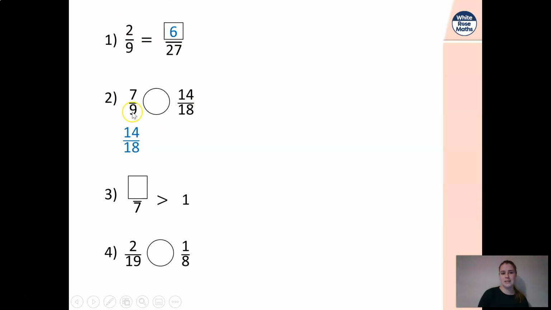Now this one here, we can see that we could either have changed the numerator or the denominator, okay? But if we change it so that our numerators were the same, we could change it to 14, which would make it exactly the same.